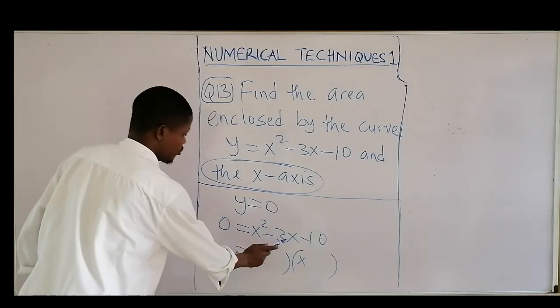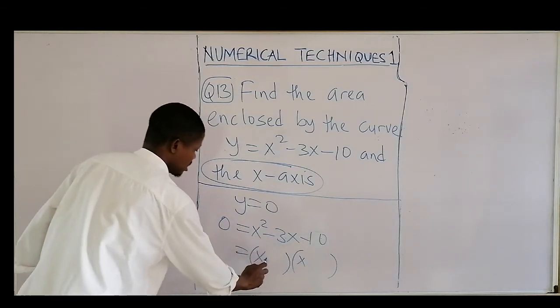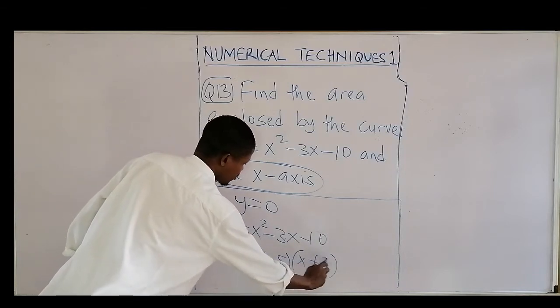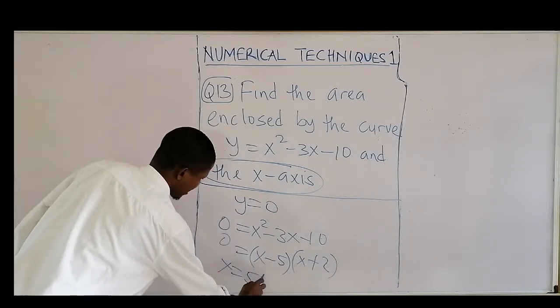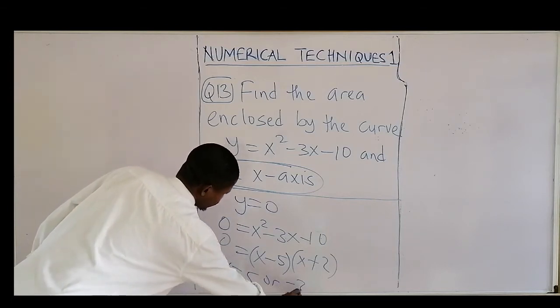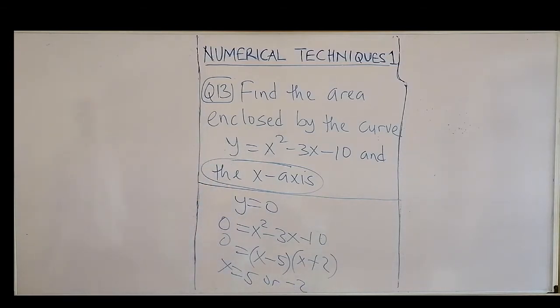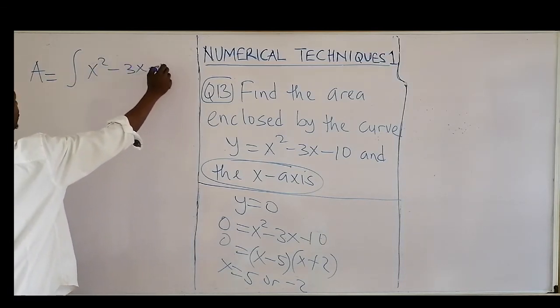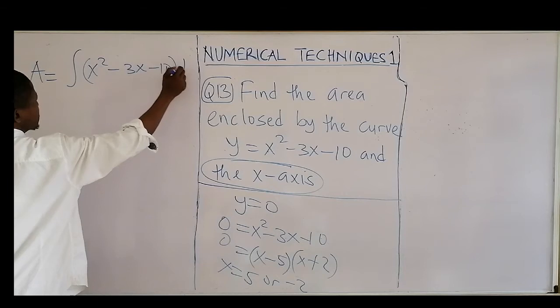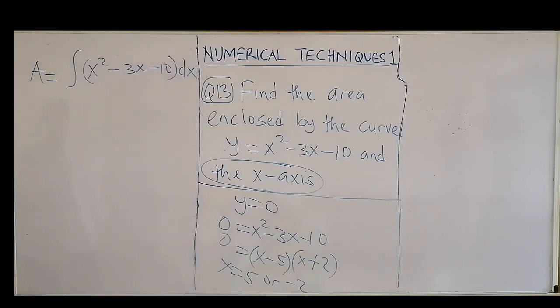How can we use 5 and 2 to get minus 3? That will be minus 5 plus 2, equal to 0. Okay, so x is equal to 5 or minus 2. Okay, so with that now we can get the area. The area we're going to use will be the integral of this expression, x squared minus 3x minus 10, dx, and then from minus 2 to 5.